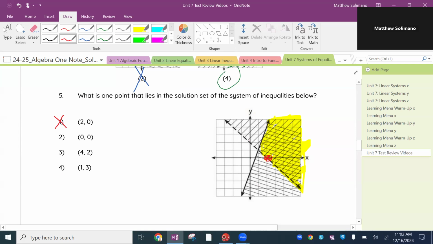0, 0, definitely not in it. That's not in anything, so that's easy. 4, 2, right? 1, 2, 3, 4, up 1, 2. Oh, that's definitely in both. That one looks good. And then if I go 1, 3, 1, 2, 3, this one is in one of the solutions, but not in both, right? It's only above that dotted line. It's not in both.